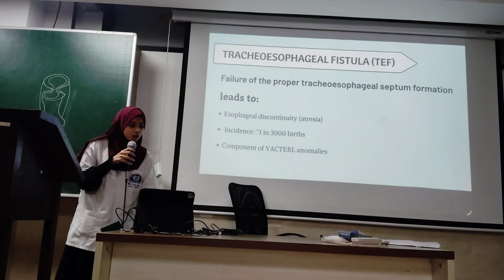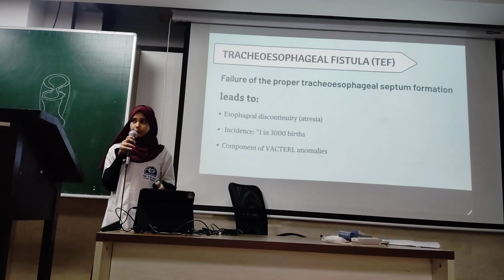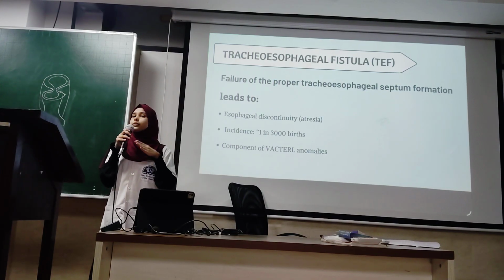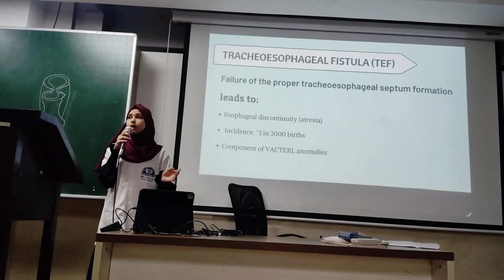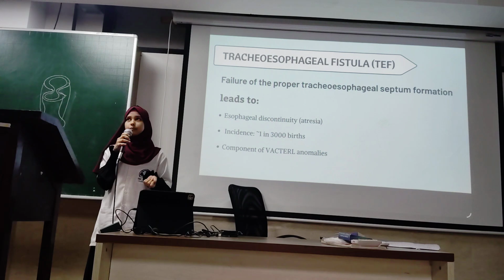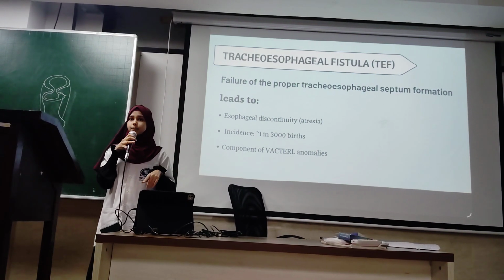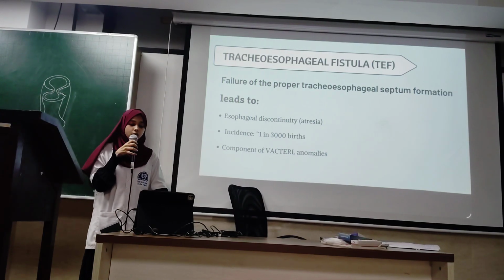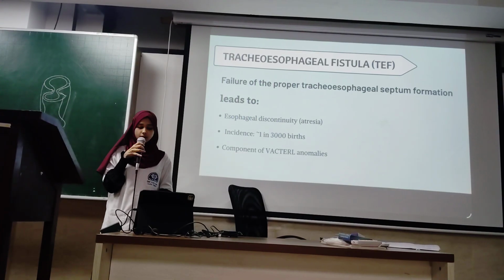So, the first case is tracheoesophageal fistula. As we know, during the 4th week of development, the two tracheoesophageal folds form the tracheoesophageal septum, which separates the trachea from the esophagus. When the tracheoesophageal septum fails to form properly, there is a connection between trachea and esophagus, which is called tracheoesophageal fistula. It leads to esophageal discontinuity, which is called esophageal atresia.